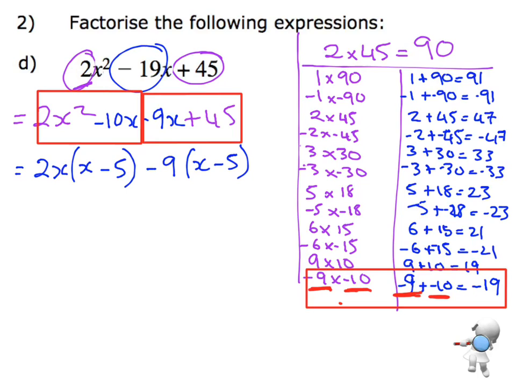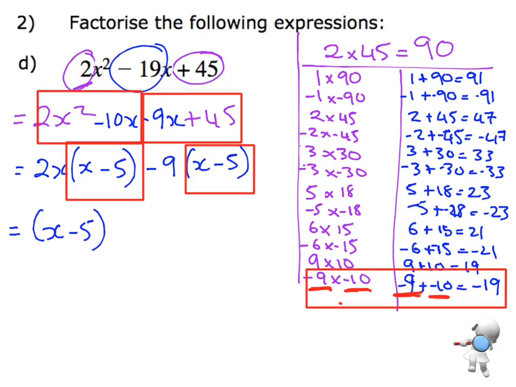Now what I want you to notice is that both of these terms have that same bracket of x minus 5, that's a common factor. So now I'm going to factorise that out as a common factor. If I take that out of the first piece, that's going to leave me with 2x. And if I take it out of the second piece, it's going to leave me with negative 9. So there is my answer in factorised form.